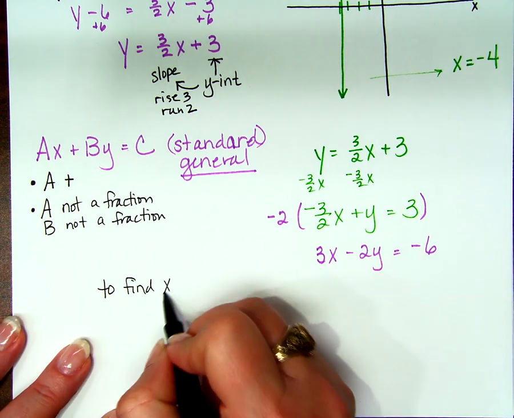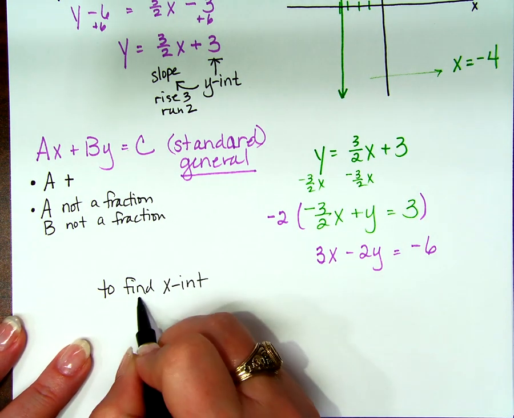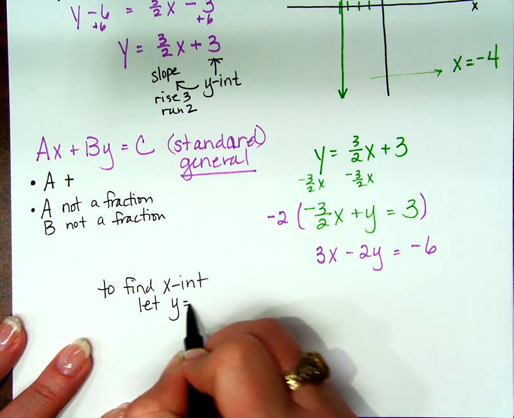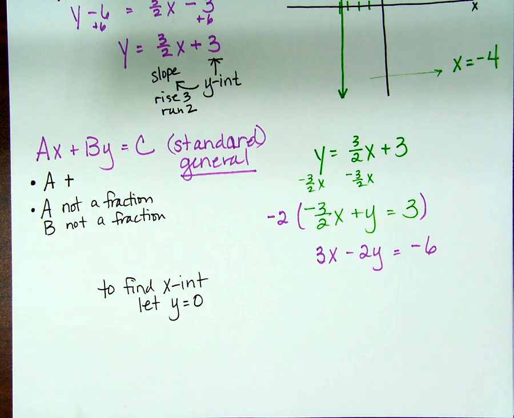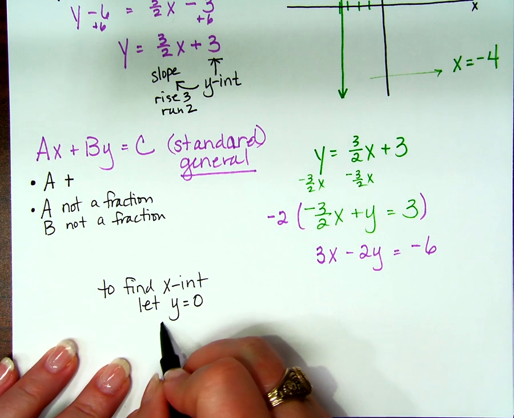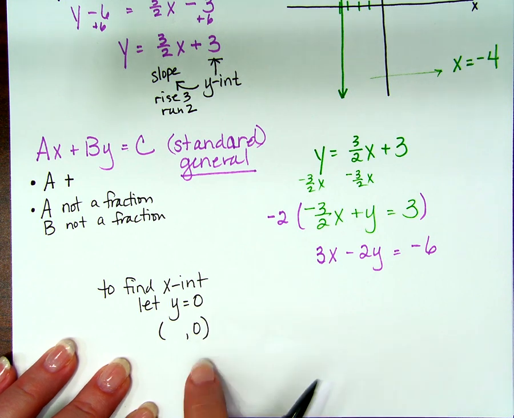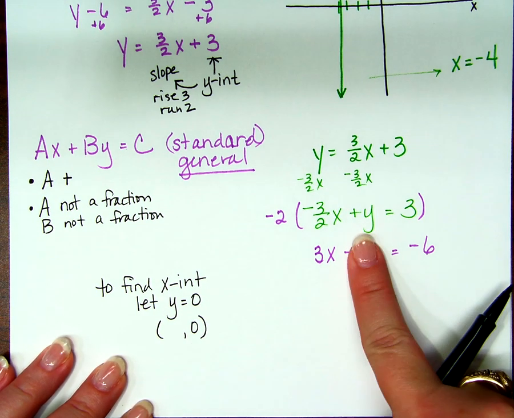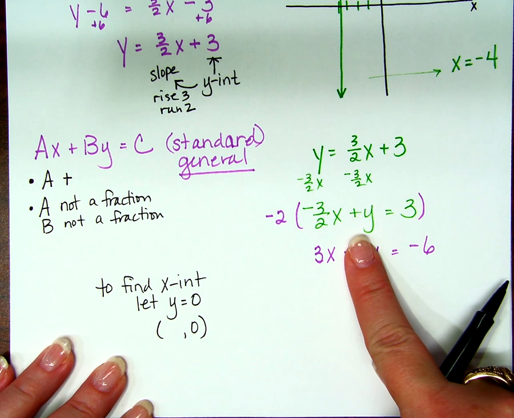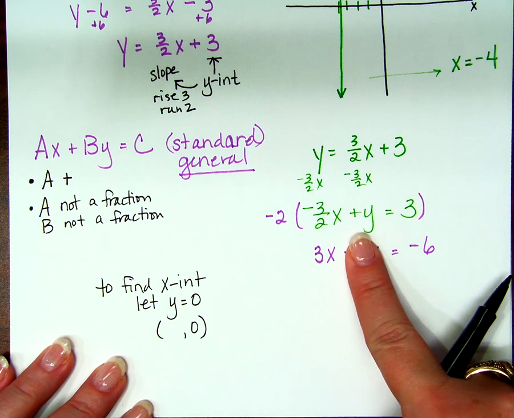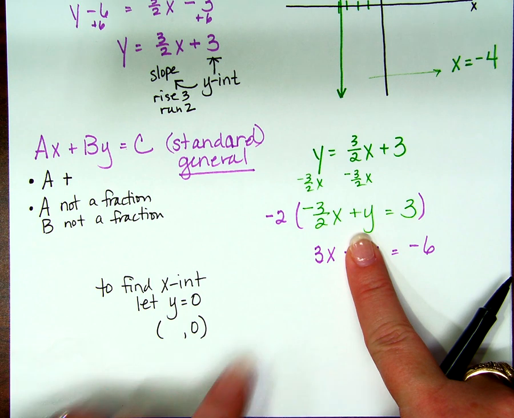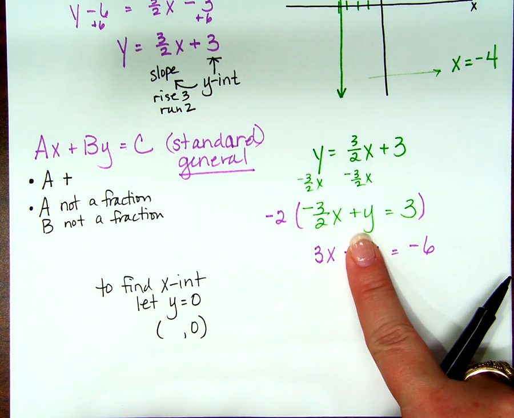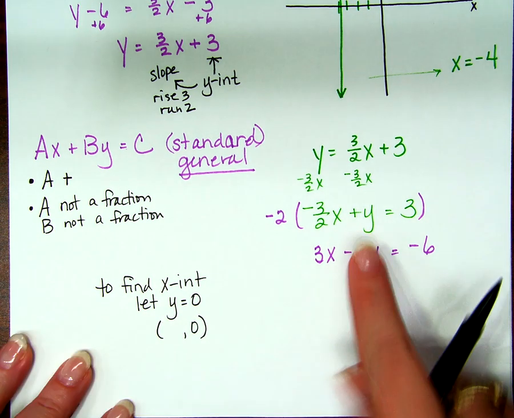To find the x-intercept, we're going to let y equal 0. Well, if y equals 0, it's going to look something like this, isn't it? Something 0, because I'm letting y equal 0. What happens when I let y equal 0? What does x equal? Like I literally just put my finger over it because it's equal to 0, right? So 3x equals negative 6, so what does x equal? Negative 2.